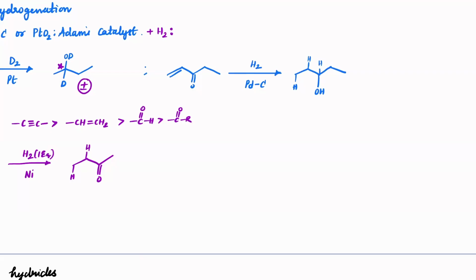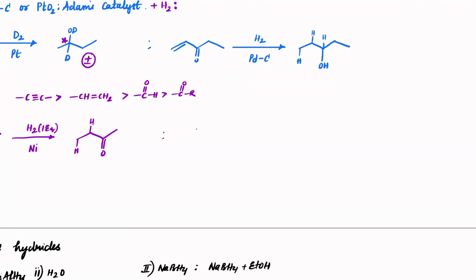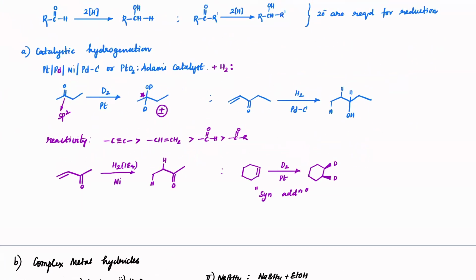Hydrogenation is also a syn addition, which means that if you have a compound with a double bond here and you do a D2 and Pt addition like this, you know that it will make a D and D addition like this. So it is a syn addition. This is just a recall. You know that this is always going to be a syn addition whenever there is catalytic hydrogenation.